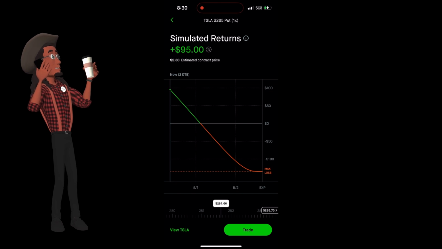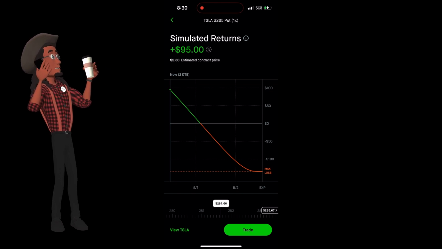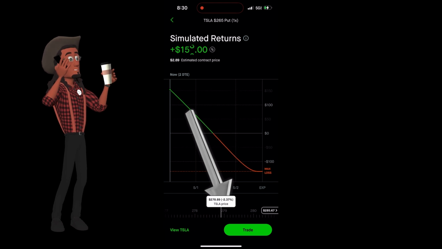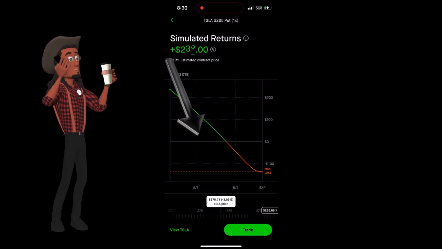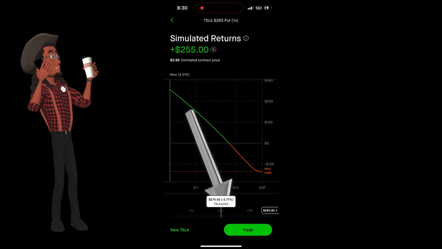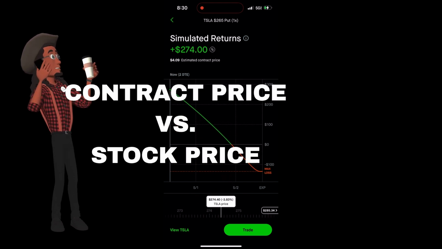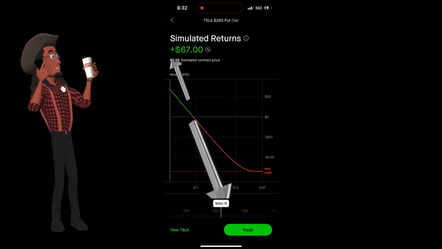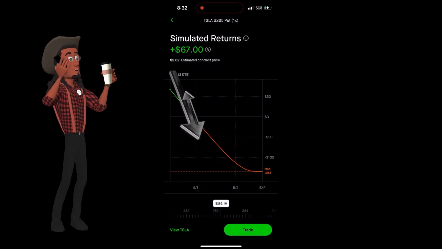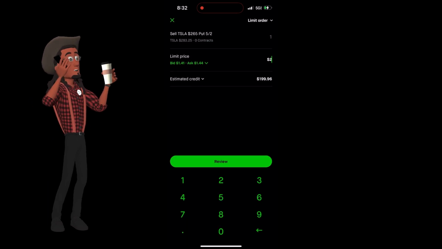So here we see that at 281.66, the value is $95. All right, so it just went up some more as we slide this simulator left to right. I love the simulated returns feature in Robinhood because it allows you to see the contract price versus the stock price. So at 283.18, the contract price would be $2 and we'll be up about 66 bucks.